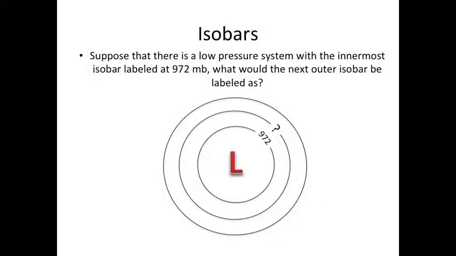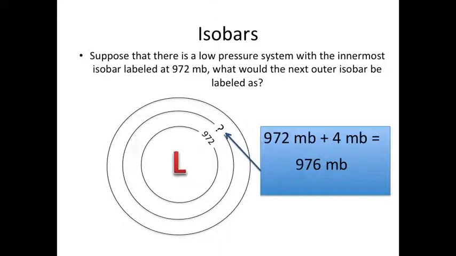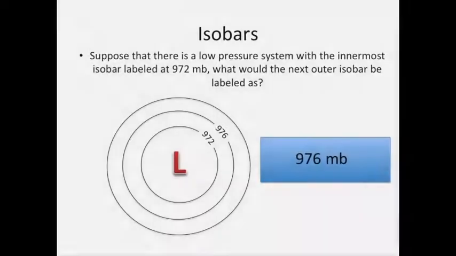For example, suppose that there is a low pressure system with the innermost isobar labeled at 972 millibars. What would the next outer isobar be labeled as? You can see an example in the figure. Remember that the isobar lines go in intervals of 4 millibars, so you would add 4 to the 972 millibars because as you move away from a low pressure system, the pressure increases. So 972 millibars plus 4 millibars is 976 millibars. Therefore, the answer to this question will be 976 millibars.